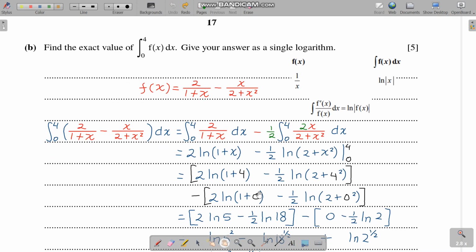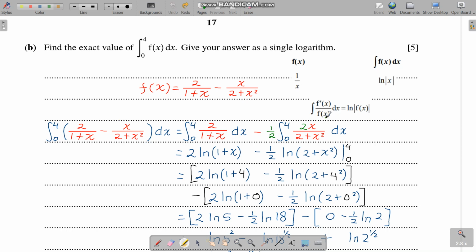So to integrate this part it's just easy. We use the 1 over x formula in the MF19. So the integral is just ln the denominator. No need to use the absolute value, so no need to use this symbol. Now the problem is the other term here, x over 2 plus x squared.